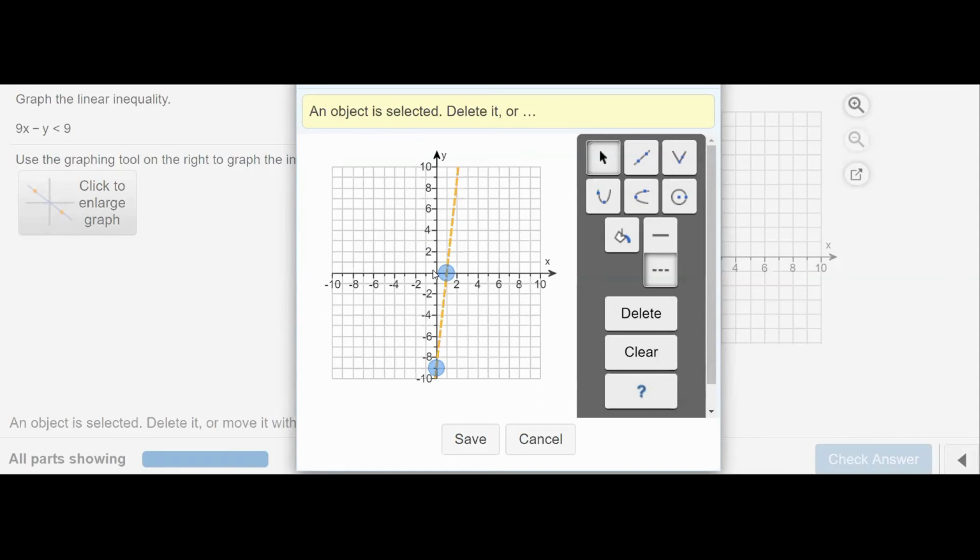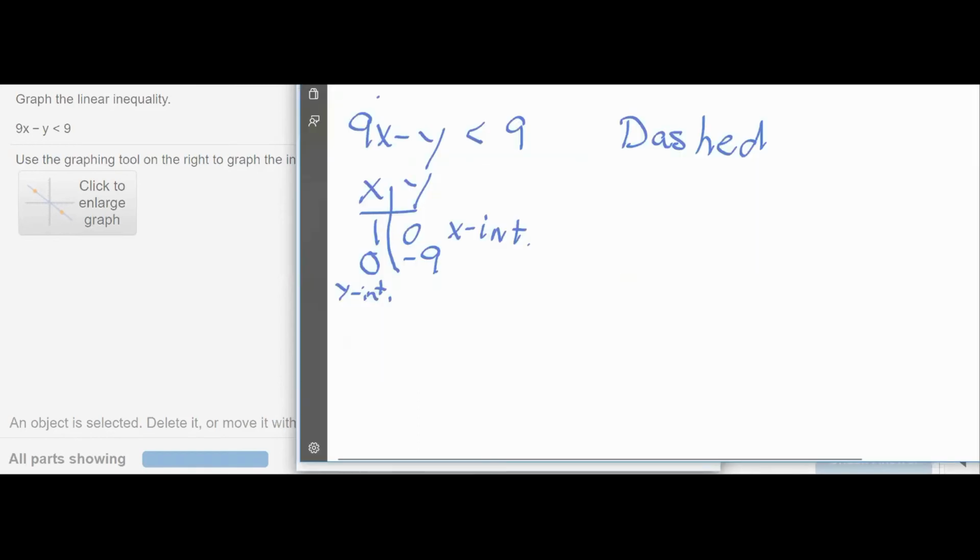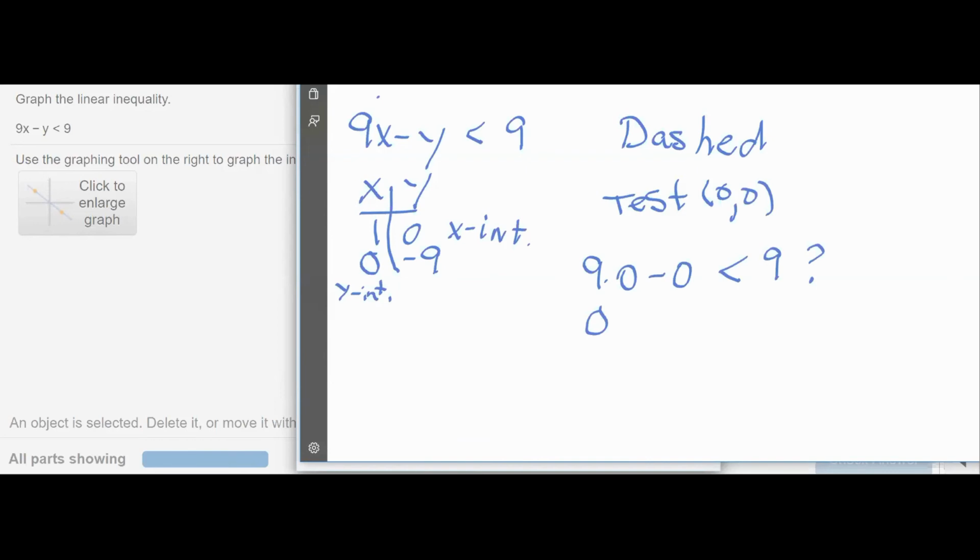And whenever I can, if the origin is not on the boundary line, then that's going to be the test point. I'm going to test 0, 0 in that inequality. If I get a true statement, then I will shade the side of the boundary line that has 0, 0 on it. If I know I've done my work correctly and I get a false statement, then I'm going to shade the other side of the boundary line that does not have my test point on it.